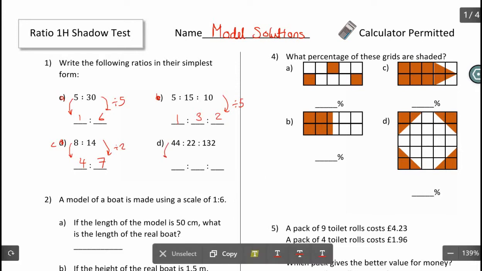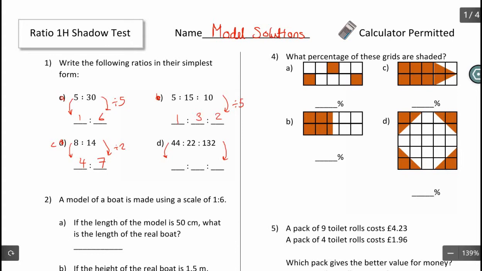And then on this final question, these are all divisible by, you might spot it, 11. So we would get 4 to 2 to 12, which are all divisible again by 2. So actually that meant I could have divided by 22 to begin with. But it doesn't really matter as long as we get to the final answer. So 2 to 1 to 6.